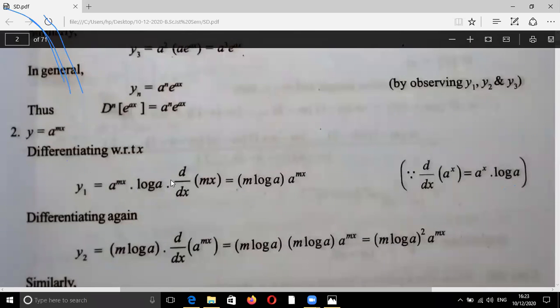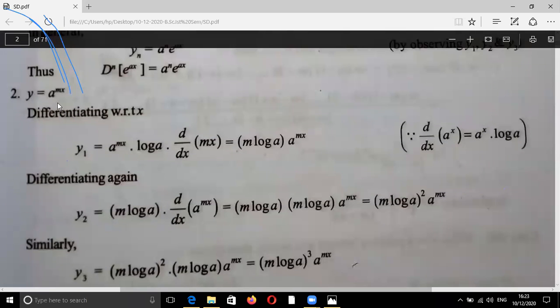Okay, now the second one, here y equal to a to the power mx is given. We are going to get the nth derivative. That means we have to differentiate y with respect to x, and get y1, then y2, then y3, then we have to generalize. Here y1 means y is a to the power mx. If you differentiate with respect to x, you get a to the power mx as it is, because d by dx of a to the power x equals a to the power x into log a. Here, instead of x you have a to the power mx, and the log a you can write as it is.